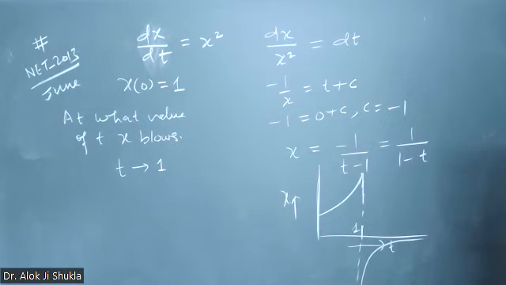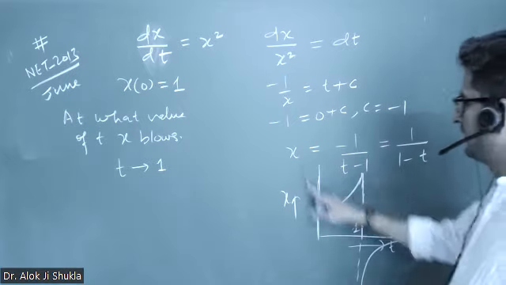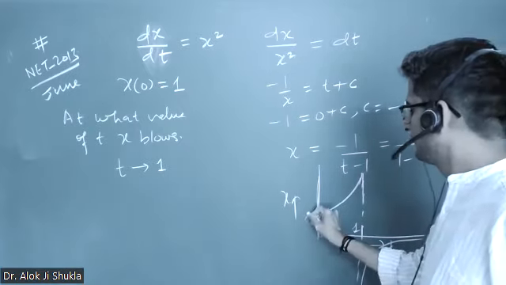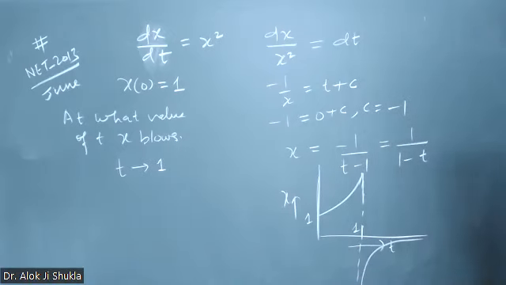Everything is clear? Very simple question. Sir, clear the graph again. At t is equal to 0, x is equal to 1. So it will start from here.